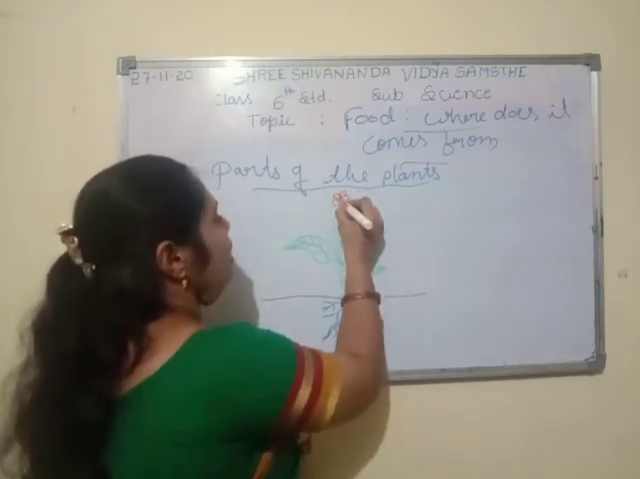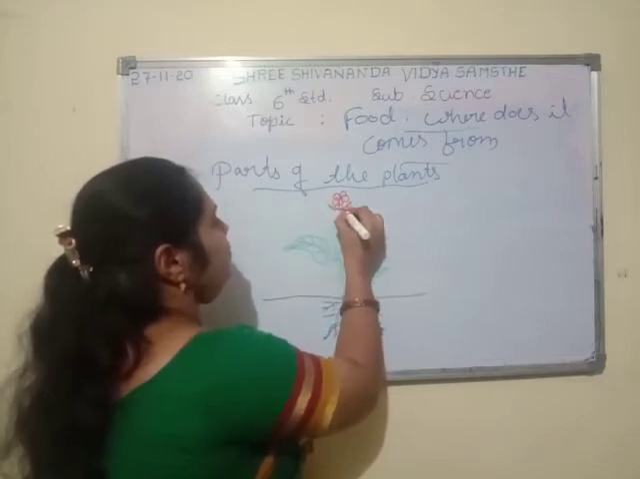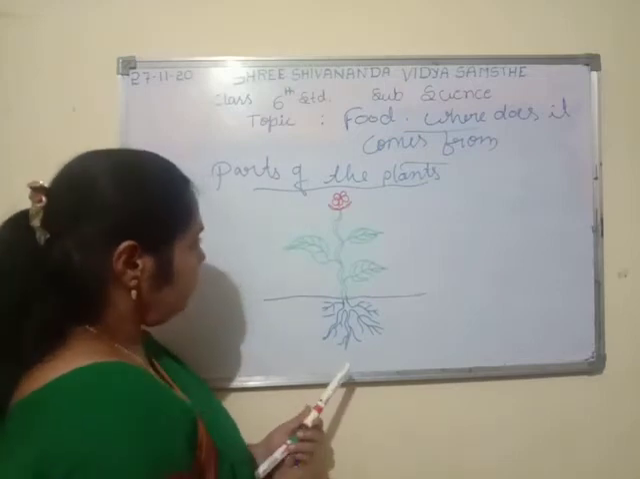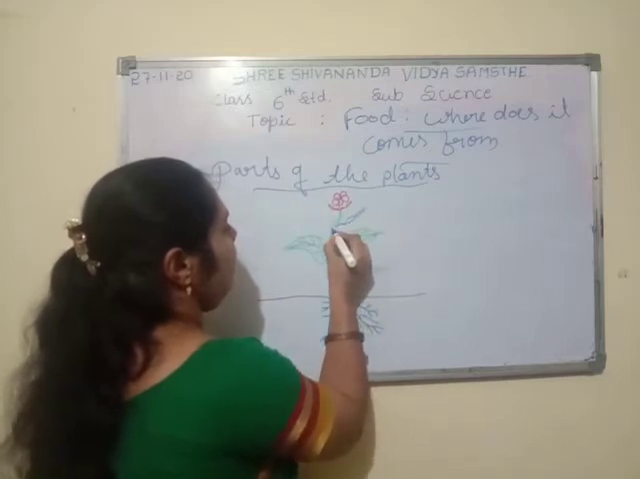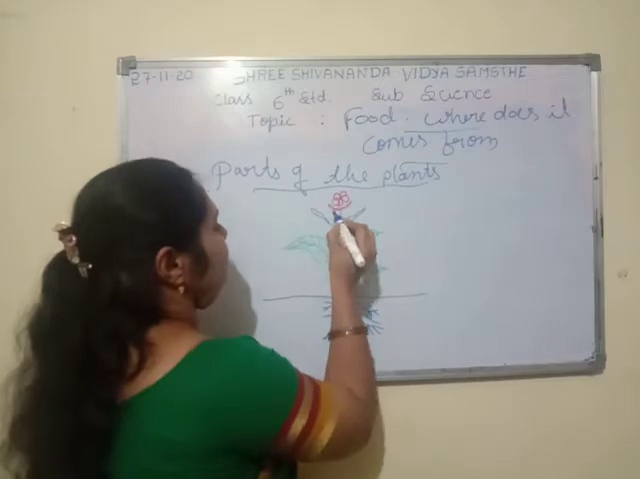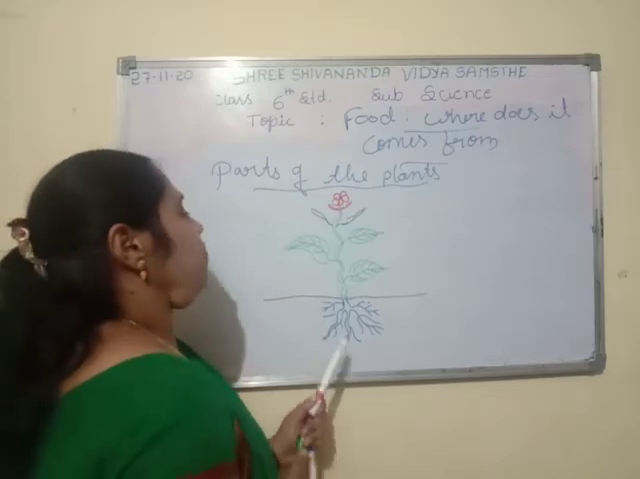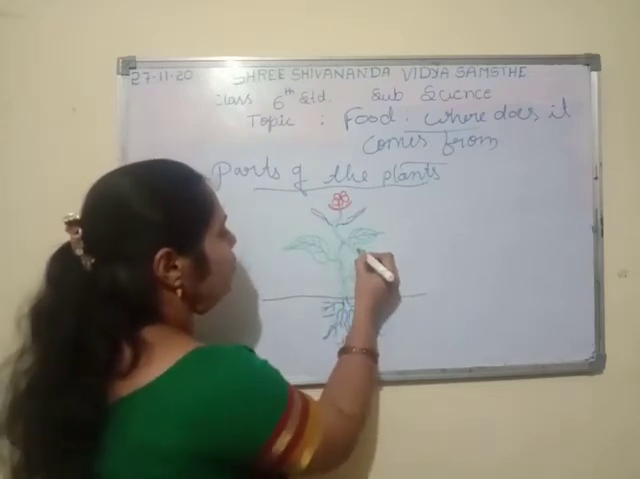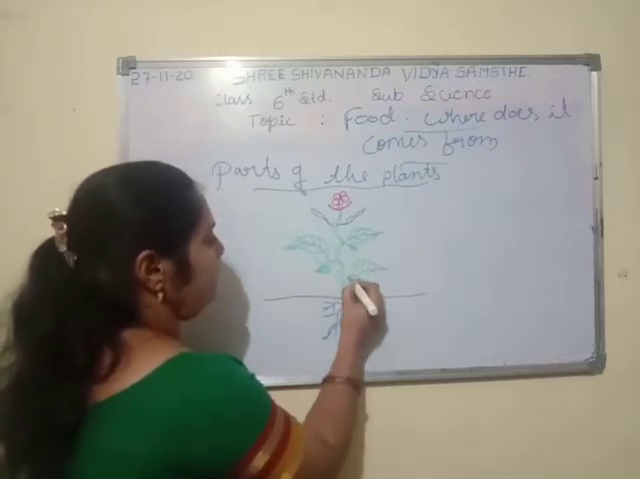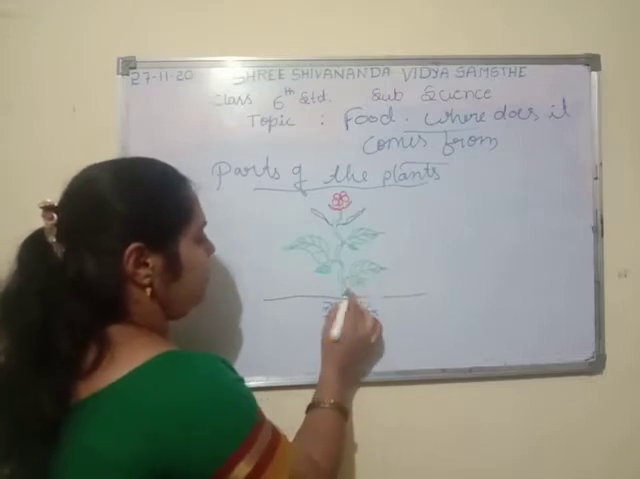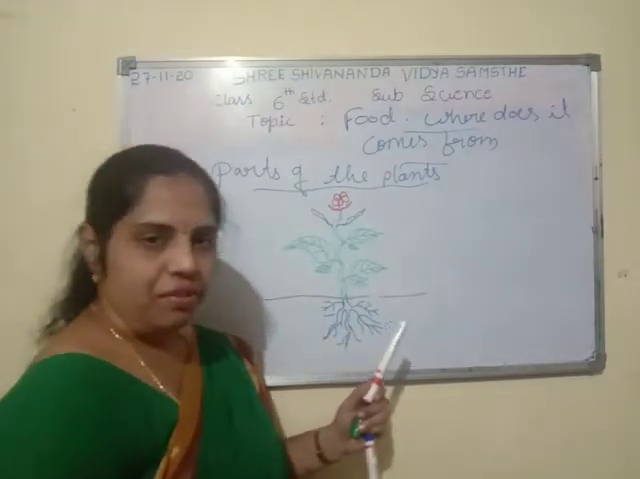This is the flower. And these are the buds, and these are the fruits. So this is the structure of a plant.